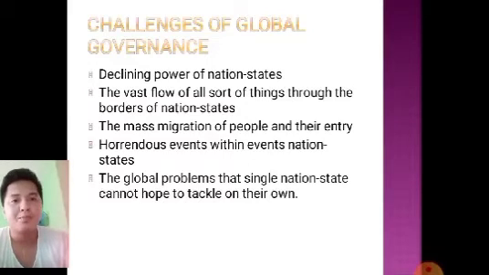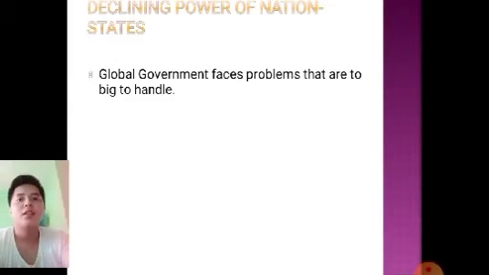Now, the declining power of nation-states means the global government faces problems that are too big to handle.